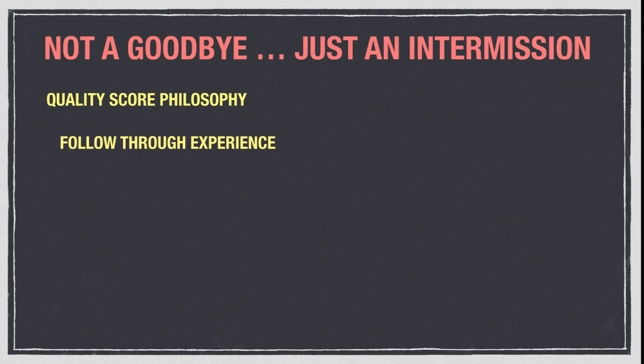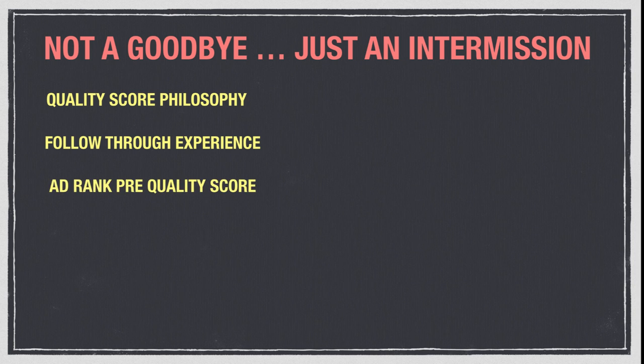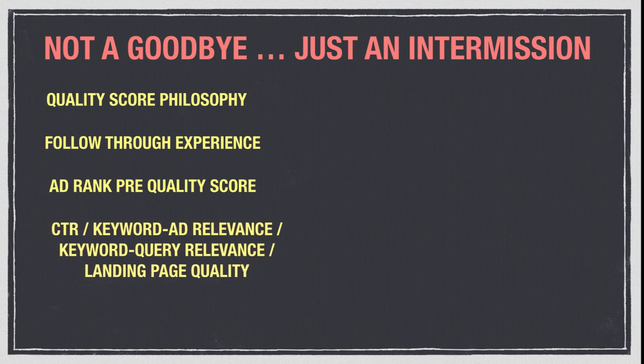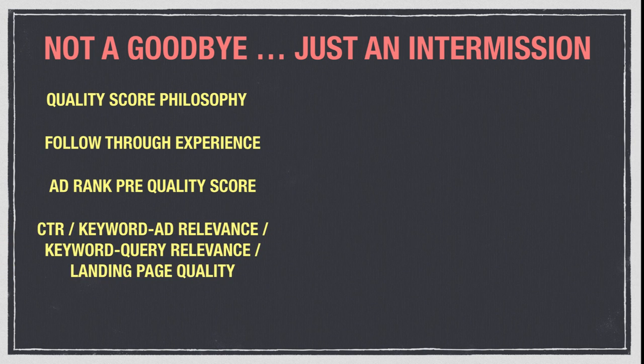We learned about quality score philosophy, and the idea that Google's primary goal is to create a symbiotic relationship between the advertiser and the user, with the concept of relevancy reigning supreme. We learned about the importance of creating a great user experience even after leaving the Google results page. We learned how the ad auction works and how ad rank was calculated before quality score was introduced. We learned about the 4 components of quality score: CTR, keyword ad relevance, keyword query relevance, and landing page quality, and the different factors that comprise each of them.